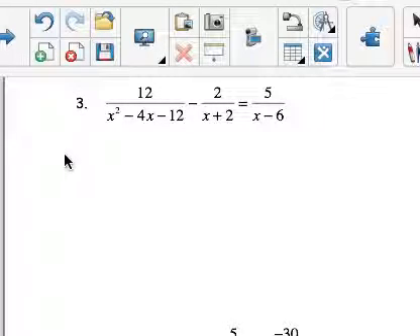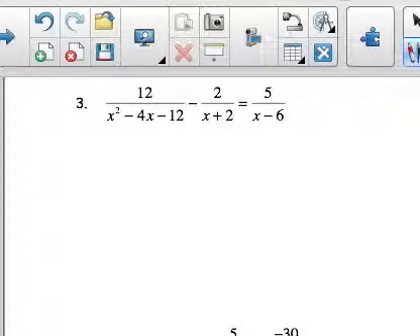Problem number 3 from semester 1 review number 9. Here we have a rational equation, and the easiest way I think to solve these problems is to clear the fractions. So I'm going to multiply both sides of the equation by the least common denominator.